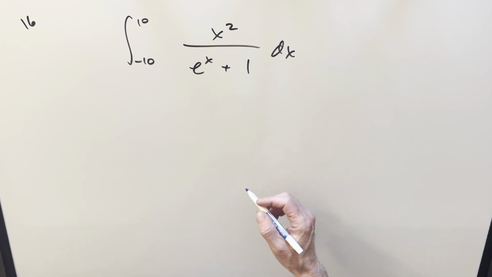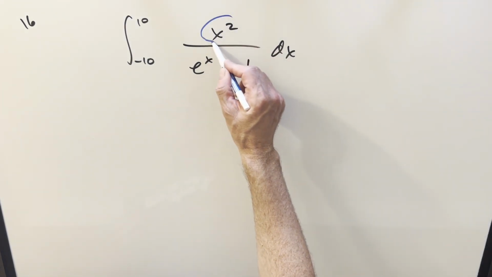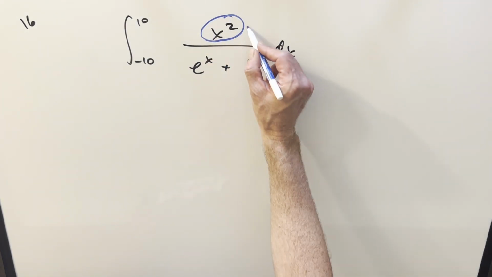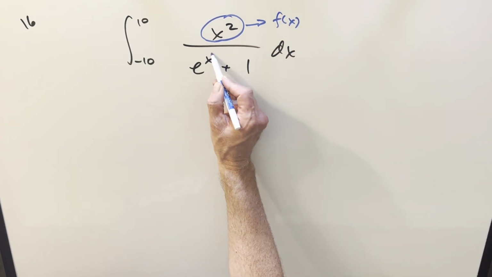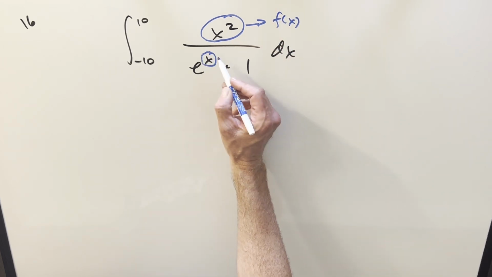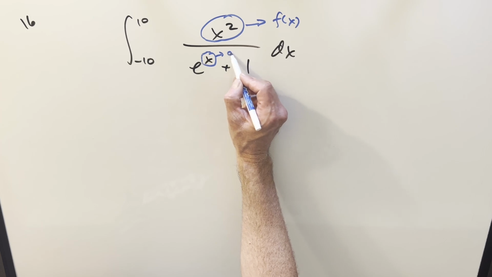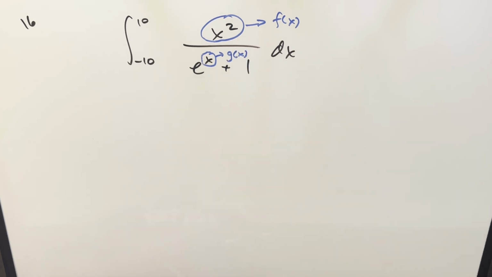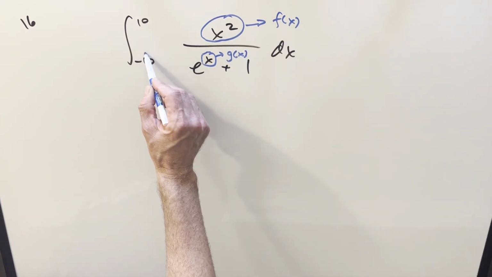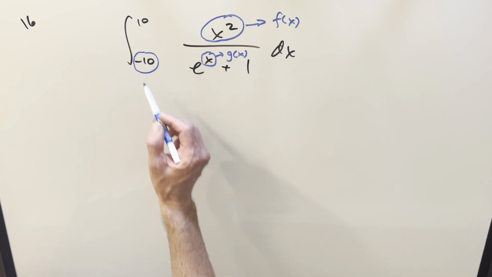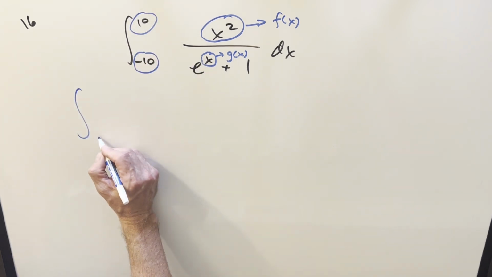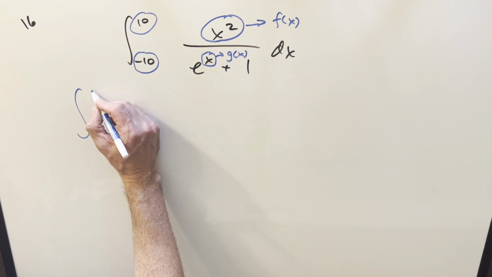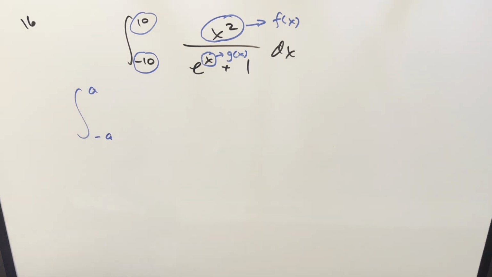What I want to do here is generalize it. We'll notice that the numerator is an even function, which in general we'll call f of x. The exponent here we'll call g of x, and that's going to be an odd function. We'll also notice that our bounds are symmetric around 0. So what I can do is create a different integral, something like minus a to a.